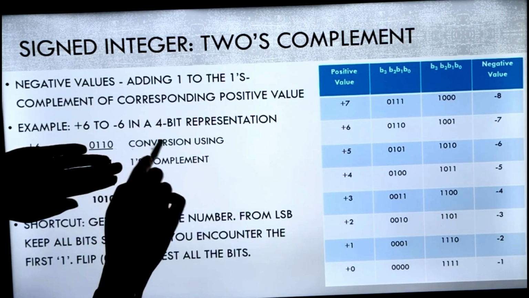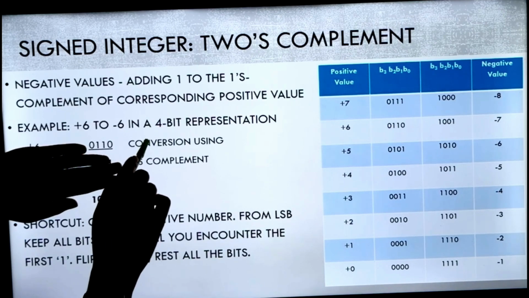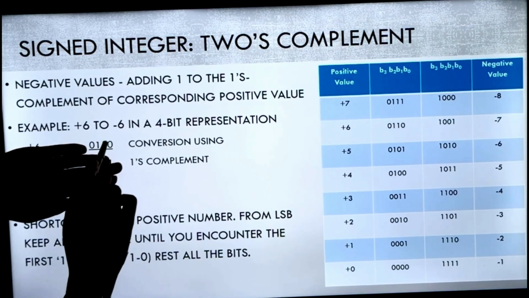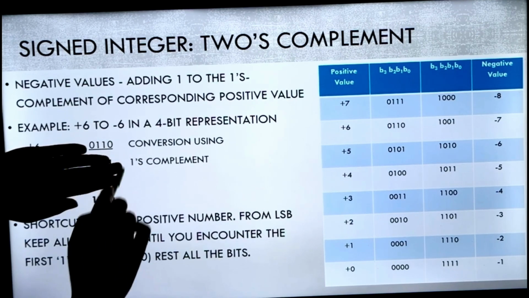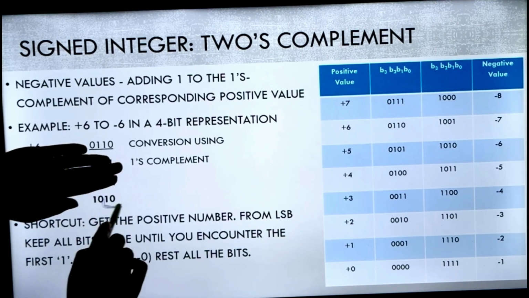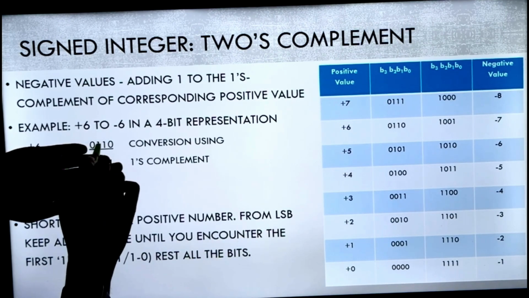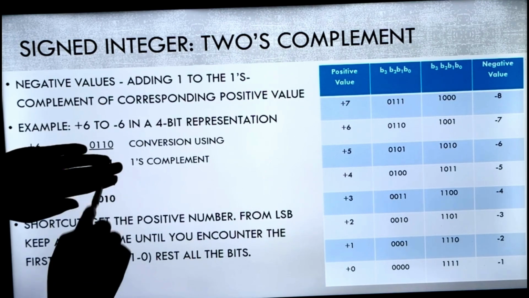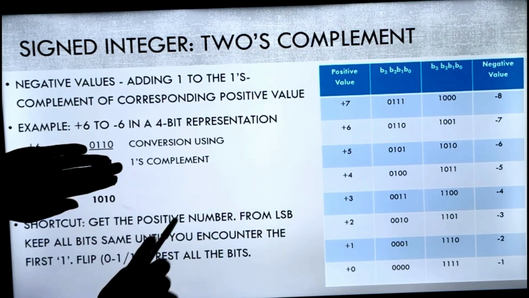There may be multiple zeros. Maybe there are 3, 4 more zeros. So I will put 0, 0, 0, 0 only. Same thing. Until I get 1, up to that 1 I will put it as it is. After that, whatever bits I have, I will just flip them. I will just reverse them. I have 1 here, I will make it 0. I have 0 here, I will make it 1. You understood that? So using this technique, in one step only you can convert.